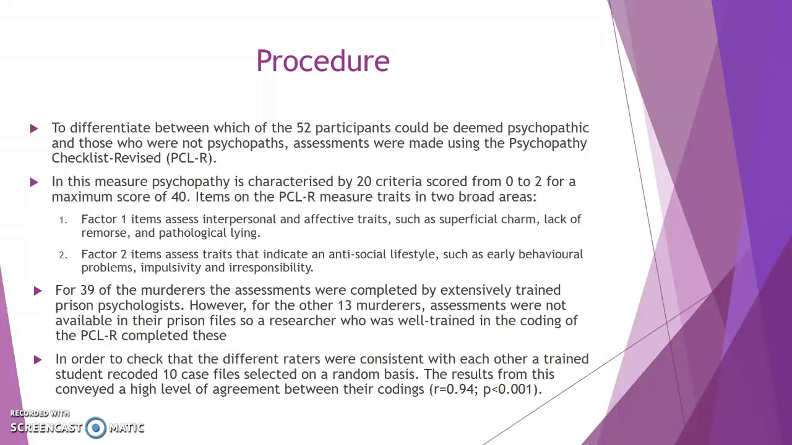For 39 of the murderers, the assessments were completed by extensively trained prison psychologists. However, for the other 13 murderers, assessments were not available in their prison files, so a researcher who was well trained in the coding of the PCL-R completed these. In order to check that the different raters were consistent with each other, a trained student recoded 10 case files selected on a random basis. The results conveyed a high level of agreement between their codings.